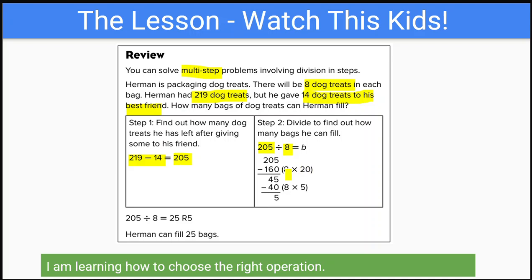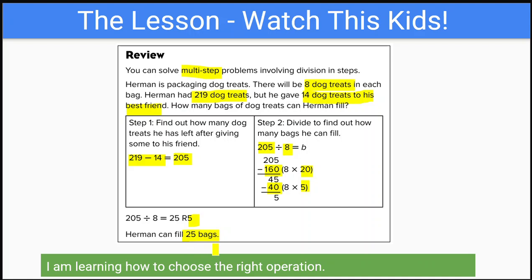Well, here they use repeated subtraction, okay? They use partial quotients. If you took 20 bags with 8 in each, that would take care of 160 of the dog treats. And if you filled 5 more bags with 8 each, that would take care of another 40, okay? And so then you'd have 5 left over right here. So the answer is Herman can fill 25 bags. He's going to have 5 of them left over. He could give them to another dog, right?